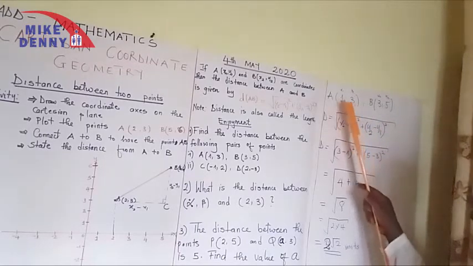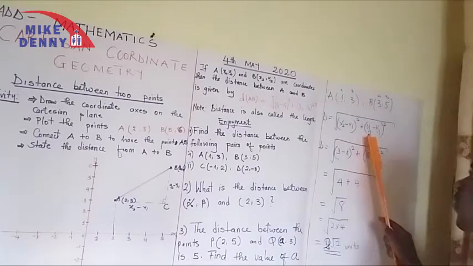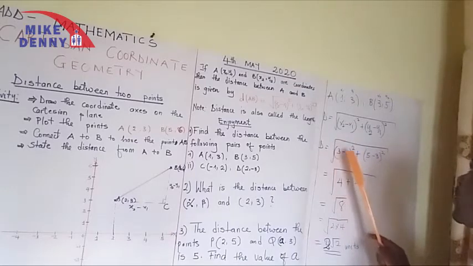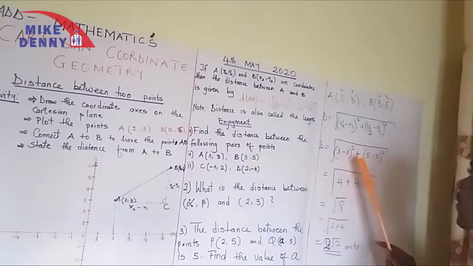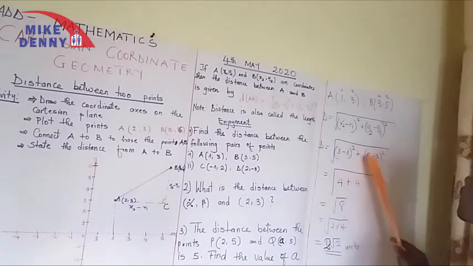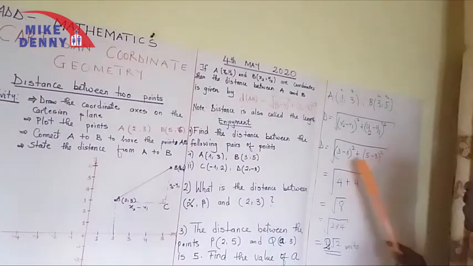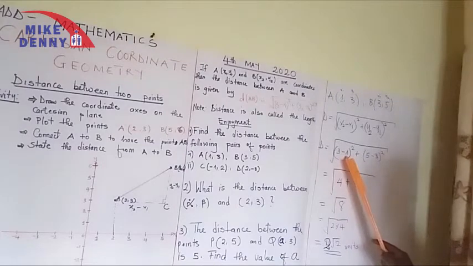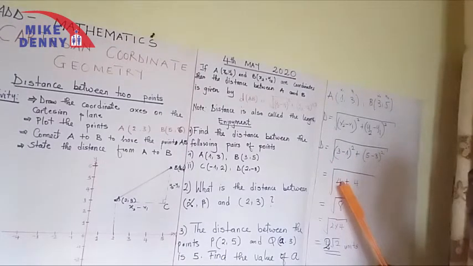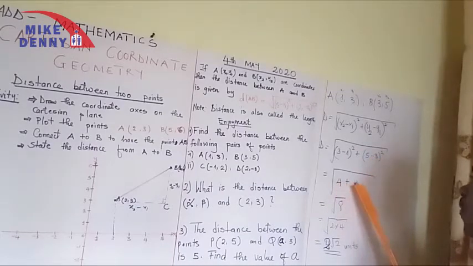Alright, so I'm just going to substitute the values of x1, x2 in the given formula. So here x2 is 3 minus x1 which is 1, all that squared, plus now we have y2, 5, minus y1 which is 3, all that squared. So 3 minus 1 is 2, all that squared is 4. Then we have 5 minus 3 is 2, all that squared is 4. 4 plus 4 gives 8.